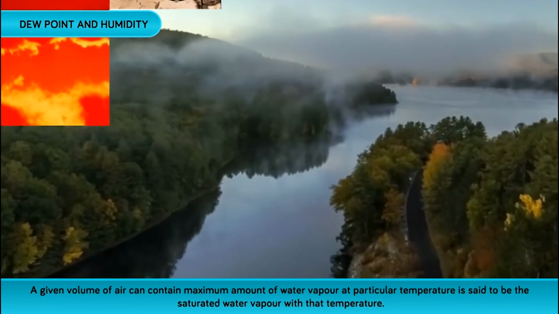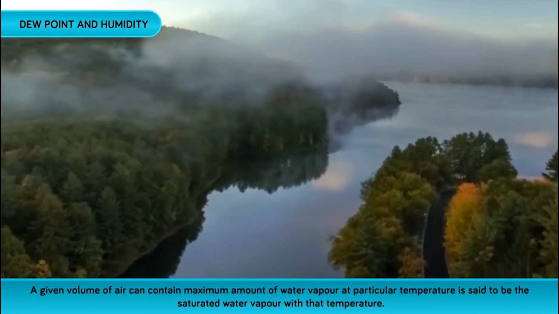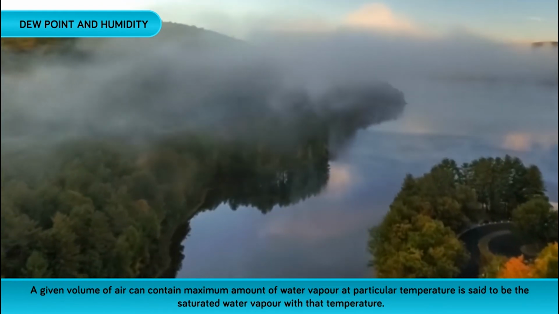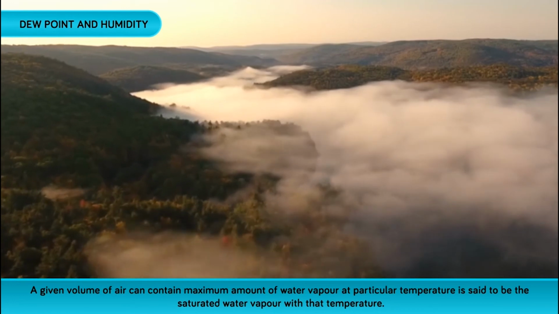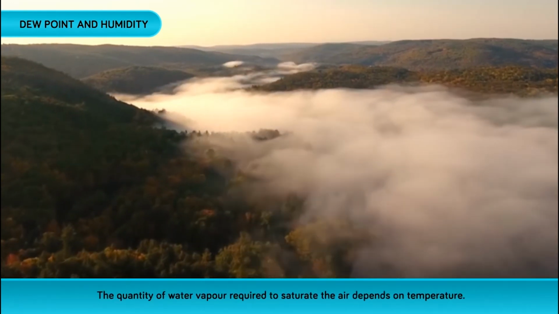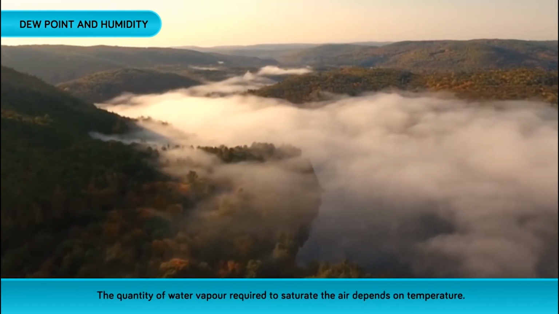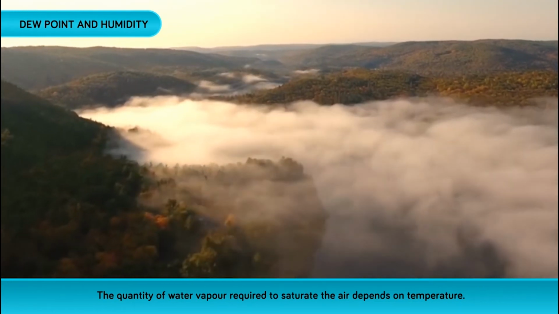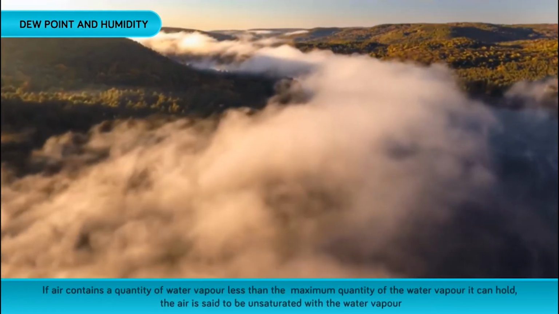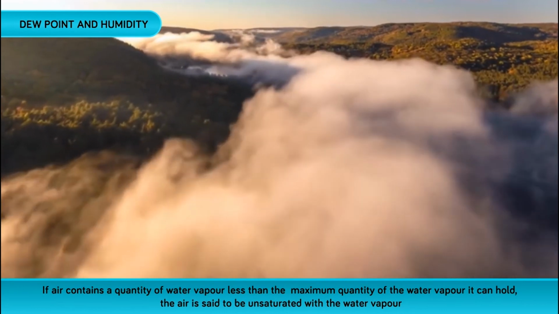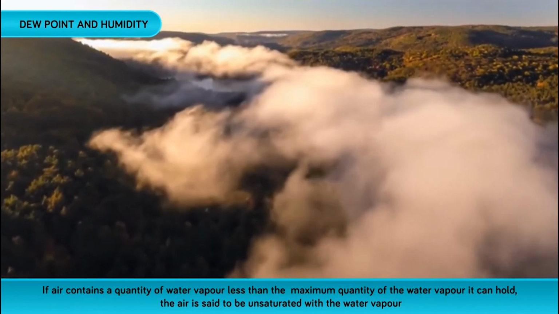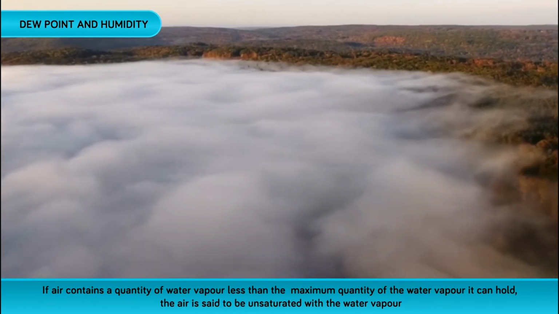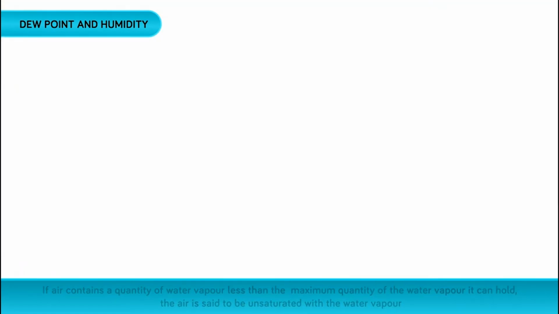A given volume of air can contain a maximum amount of water vapor at a particular temperature and is said to be saturated with water vapor at that temperature. The quantity of water vapor required to saturate the air depends on the temperature. If air contains a quantity of water vapor less than the maximum quantity it can hold, the air is said to be unsaturated with the water vapor.